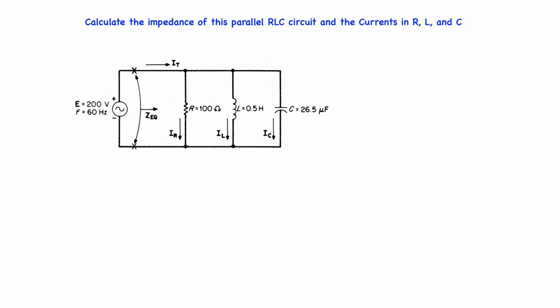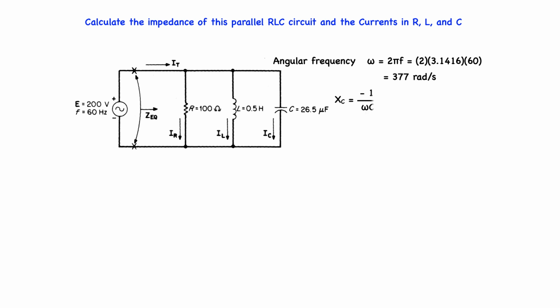In this problem, we are to calculate the impedance of the parallel RLC circuit and the individual currents flowing in the resistor, the inductor, and the capacitor. The angular velocity is given by omega, which is equal to 2 pi f, where f is the frequency. Plugging in actual values, we get 2 times 3.14159 times 60, which is equal to 377 radians per second.